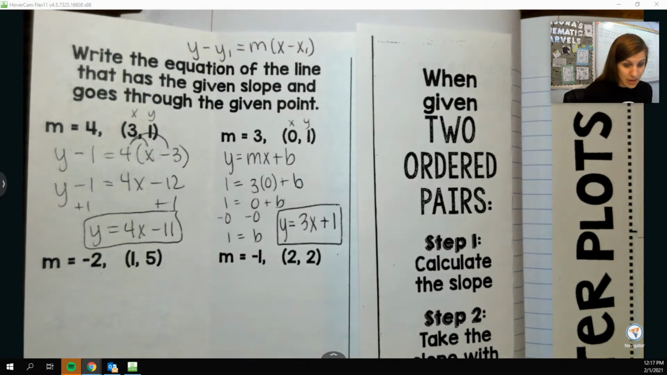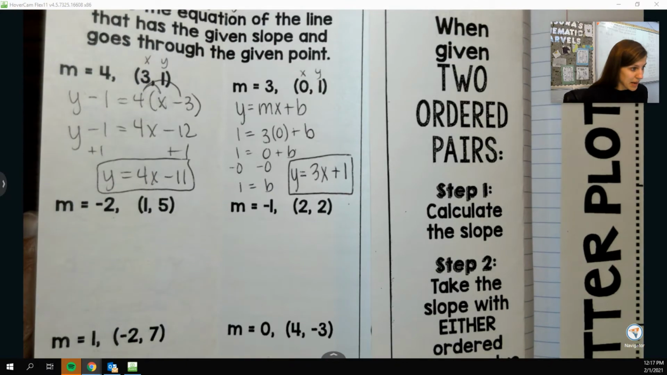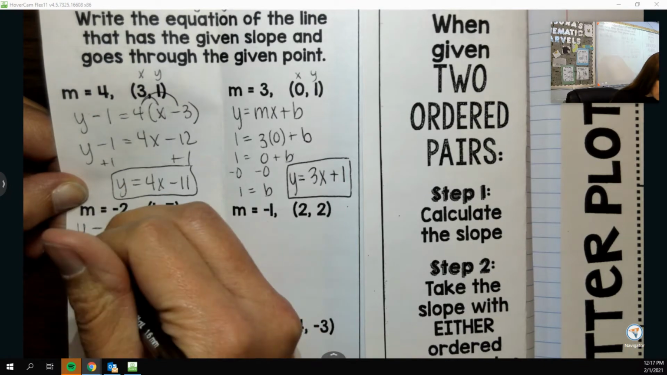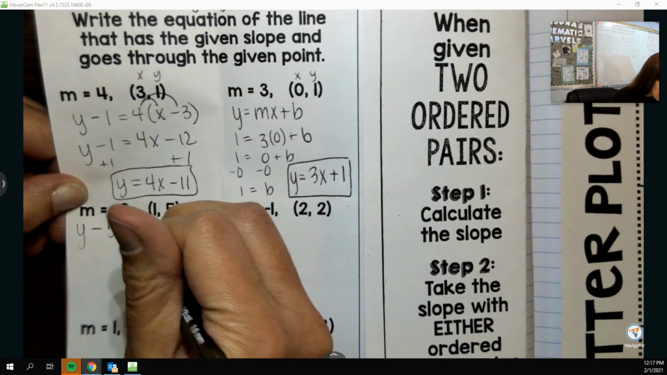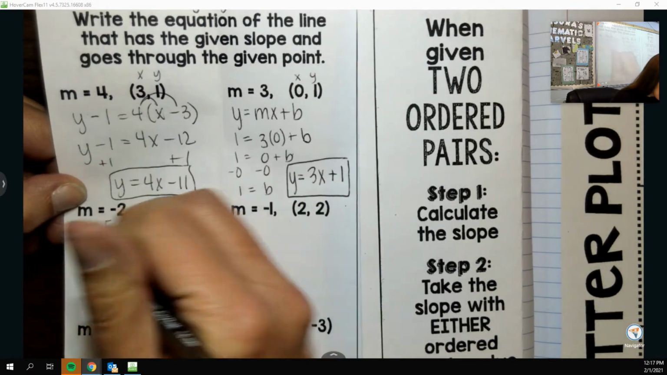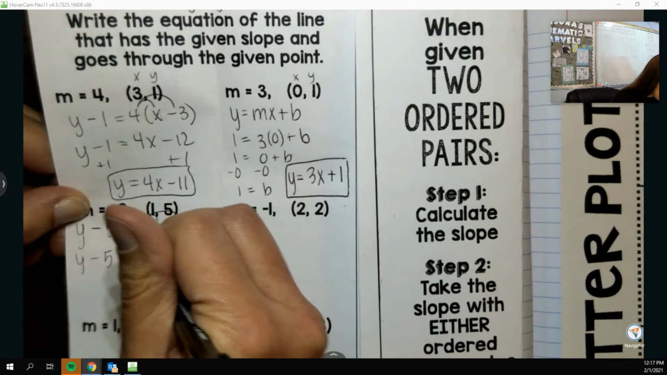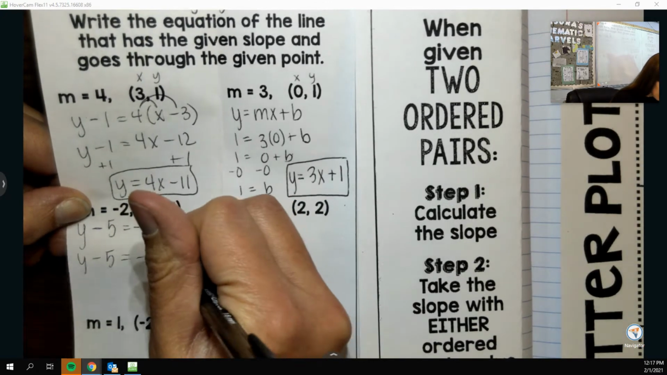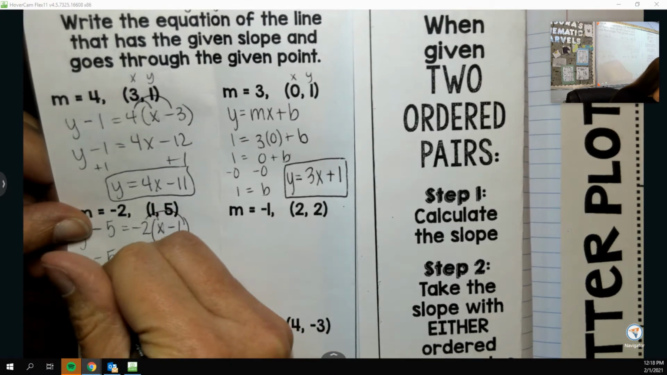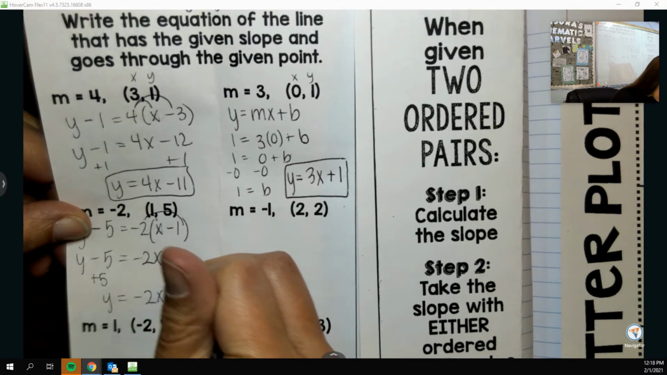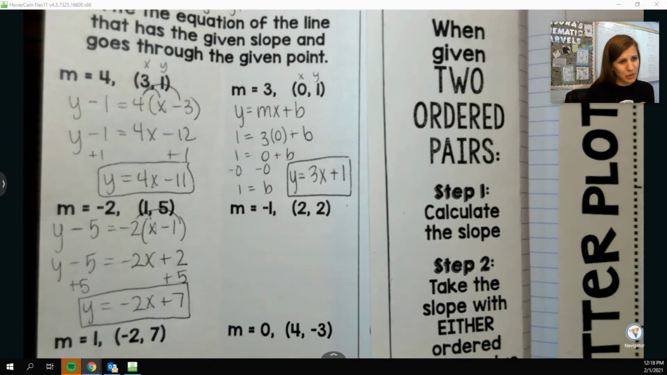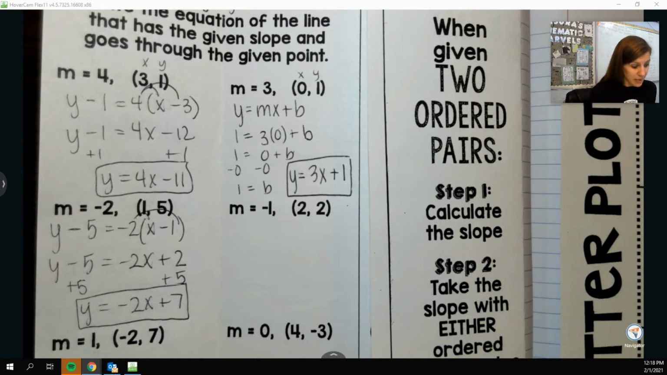So I'll do it again where I do one of each, and then you guys can really decide which one you like better. So if they give me the slope and a point, I prefer to put it in point slope form. So y minus y equals m parenthesis x minus x. And in this case, we would distribute. And then negative 2 times negative 1 is positive 2. And then get y alone by adding 5. So y equals negative 2x plus 7. And I like that way because it's super straightforward. Like you just put everything in, distribute, and get y alone.